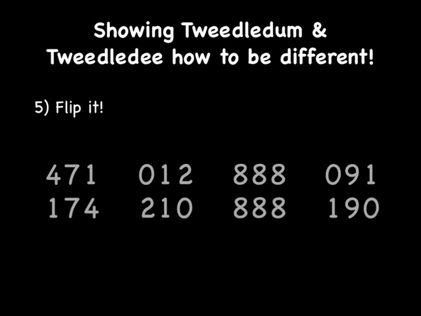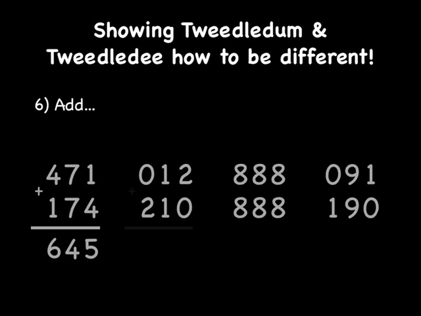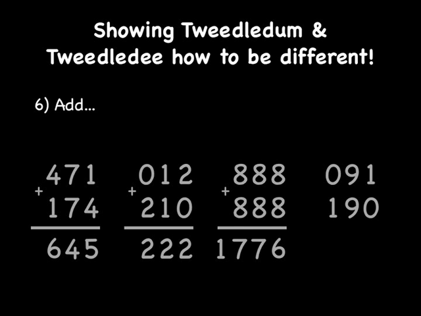And you can see what new ones we get. Now we're going to add them. So this is what you guys did, Tweedledum and Tweedledee. But the whole class is now going to help you. So these are just some numbers that you could get. 1,776, that's big. And 281. So those are samples of some of the numbers that you could get.